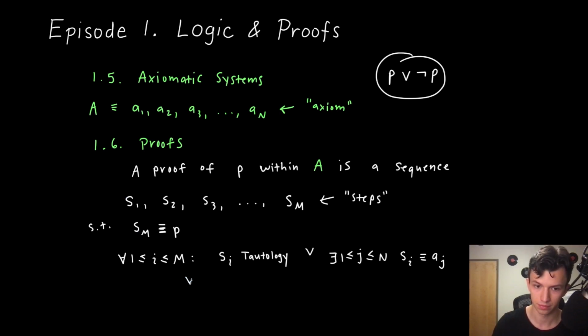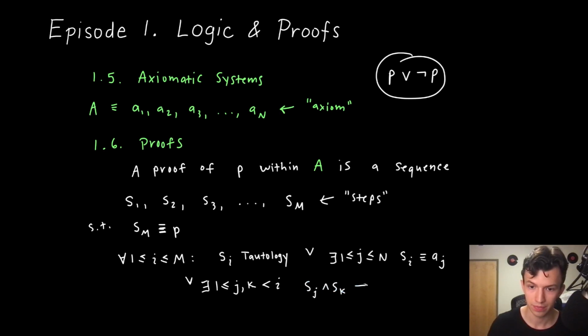Or there exists a J and a K in the range, and in this case, they're going to be strictly less than I. So there exist two steps before the step that we're talking about, S sub I, such that those steps together imply S sub I, imply this step, okay?